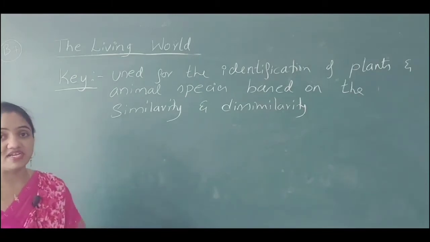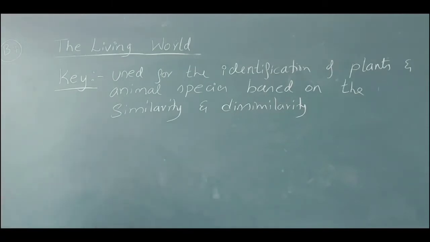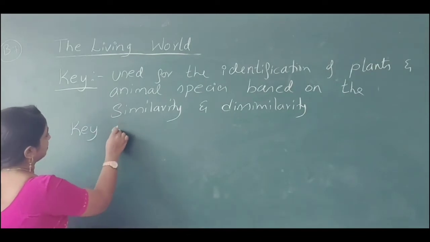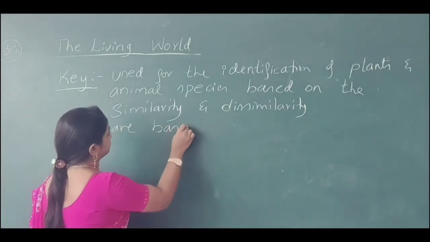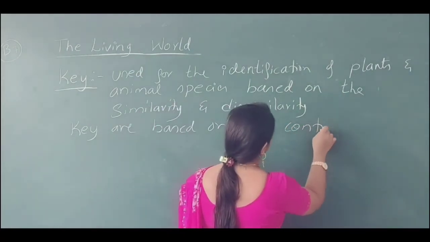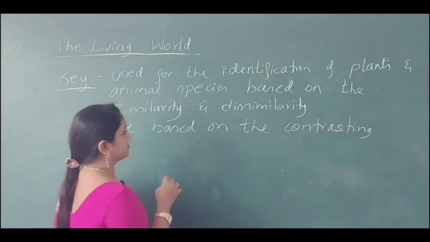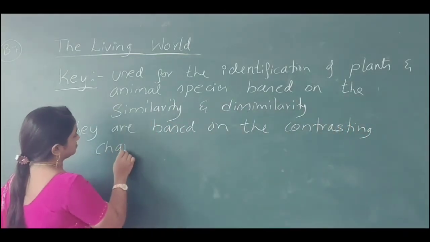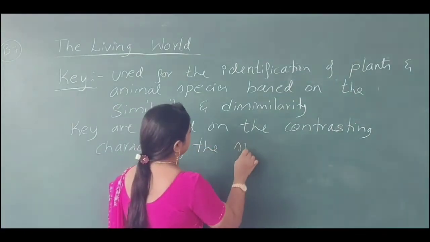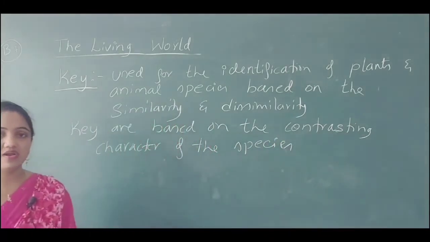Each statement in the key is known as a lead. So as I told you, keys are based on the contrasting character of the species. Why? Either it is a plant or animal.